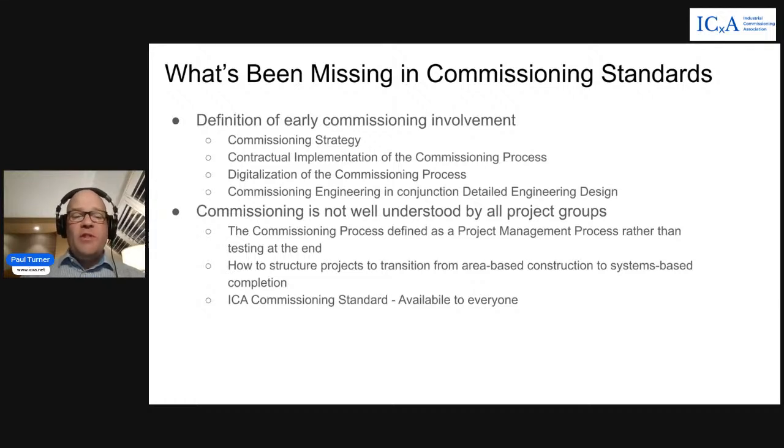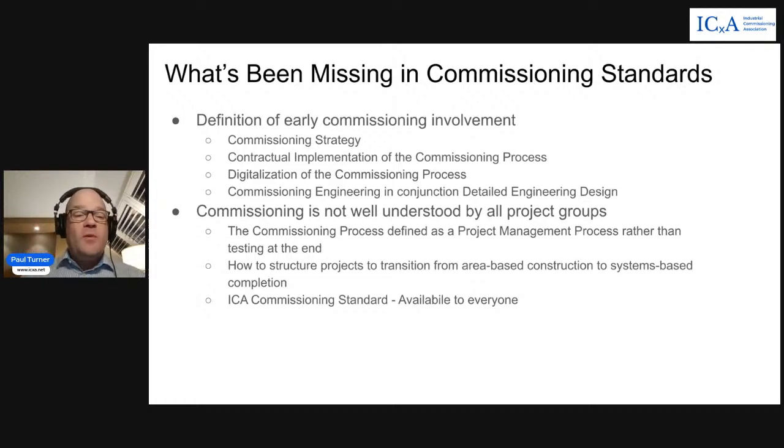And if you're not planning this early in projects, then there's no chance that the transition from construction to commissioning is going to go smoothly. So this is really the essence of the ICA Global Commissioning Standard: to provide this structure in how this transition takes place and how on-site testing is going to take place, for a smooth transition from construction to completion so we can complete projects.